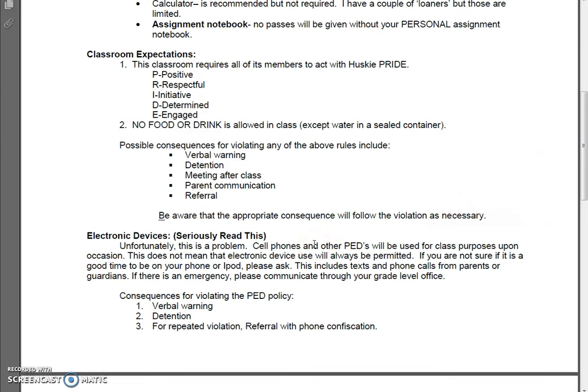Electronic devices. This is a tough one. This is a very technology-friendly classroom. However, there's a time and a place. If you are unsure whether it is an appropriate time for you to be using your electronic device, please ask. Don't just take out your cell phone and start texting. Make sure you ask me, say, hey, Mr. Olson, is this an okay time for me to check my grades? Is this an okay time for me to look at my email? If you are on task and you have your work completed, the answer is probably going to be yes, but ask first, please.